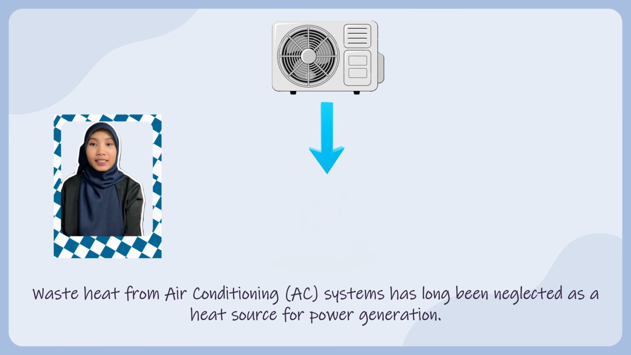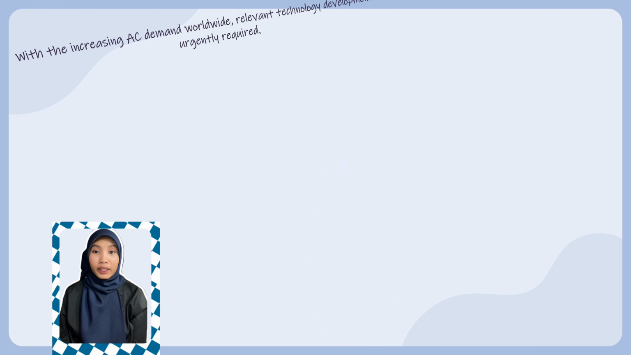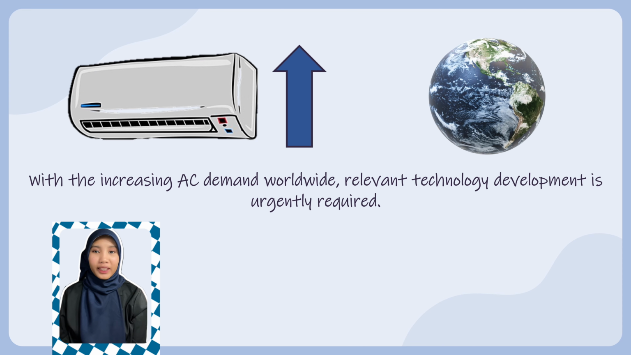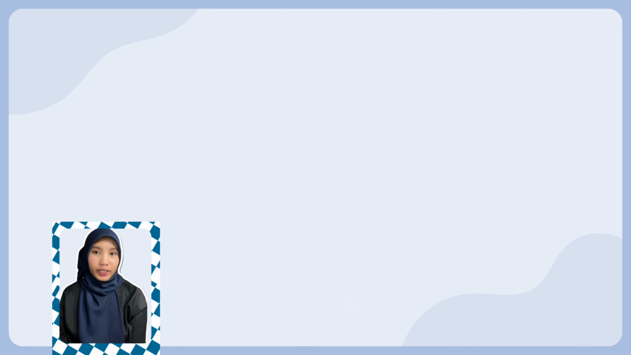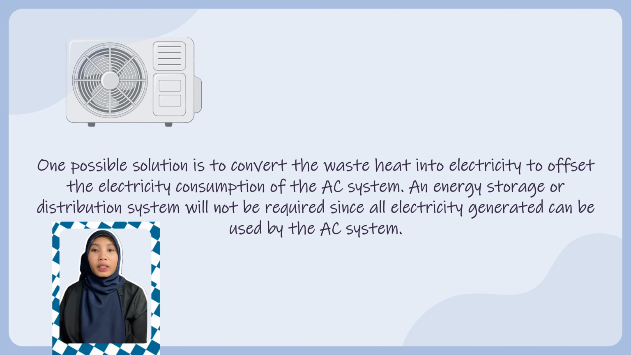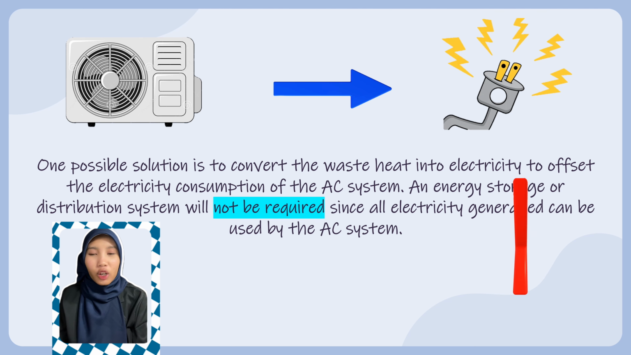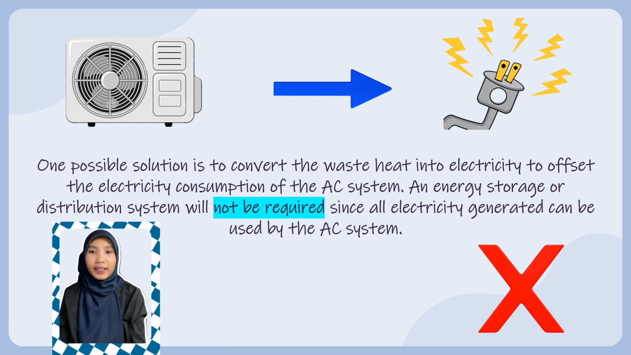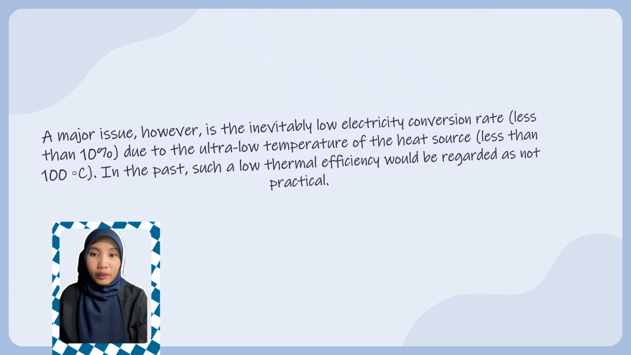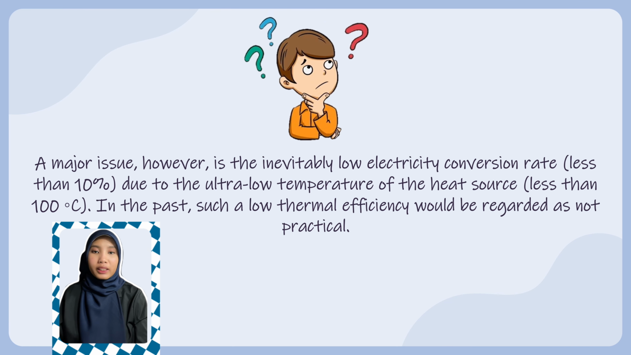Air conditioning waste heat has long been anointed as a heat source for power generation. With the increasing AC demand worldwide, relevant energy development is urgently required. One possible solution is to convert the waste heat into electricity to offset the electricity consumption of the AC system. An energy storage or distribution system will not be required since all the electricity generated can be used by the AC system.